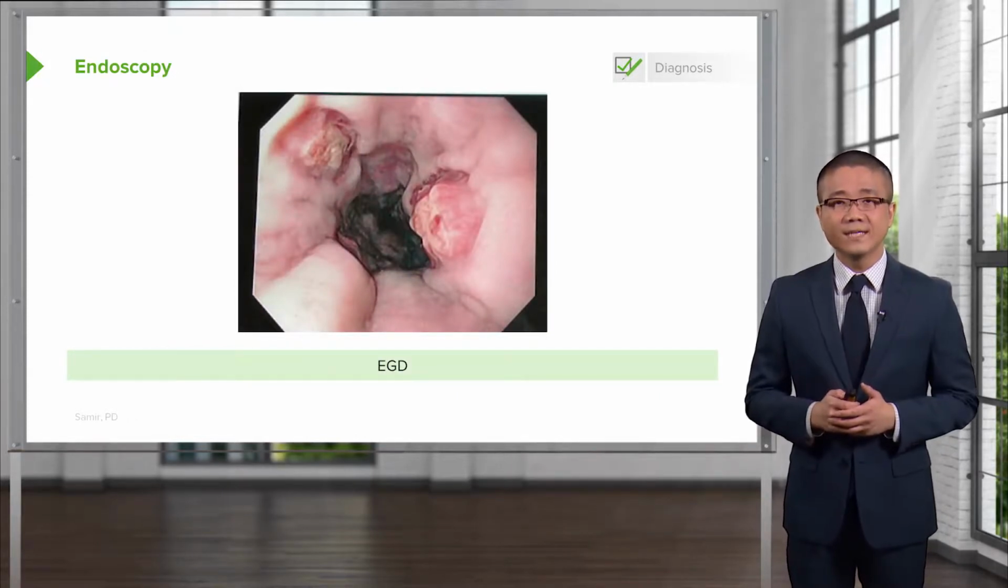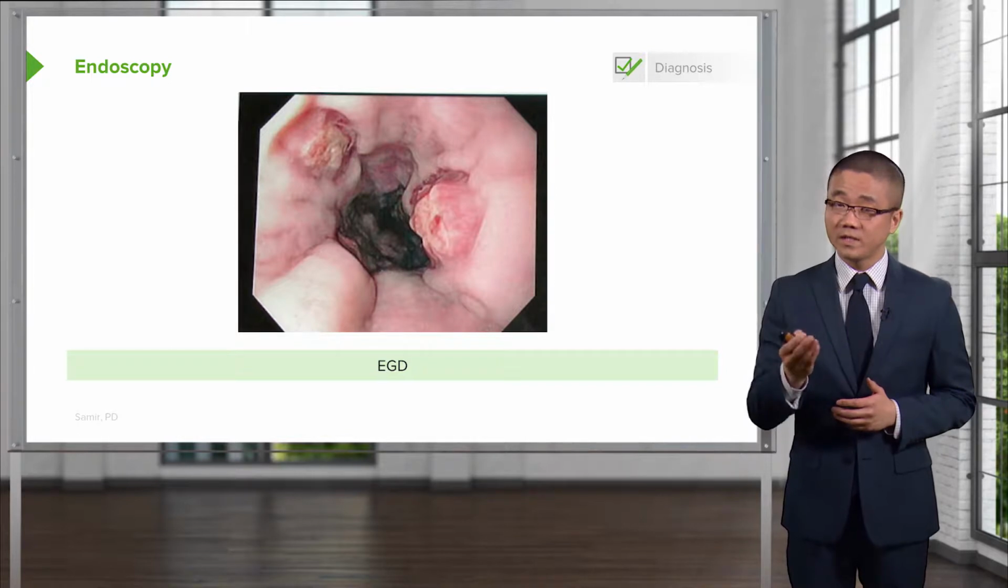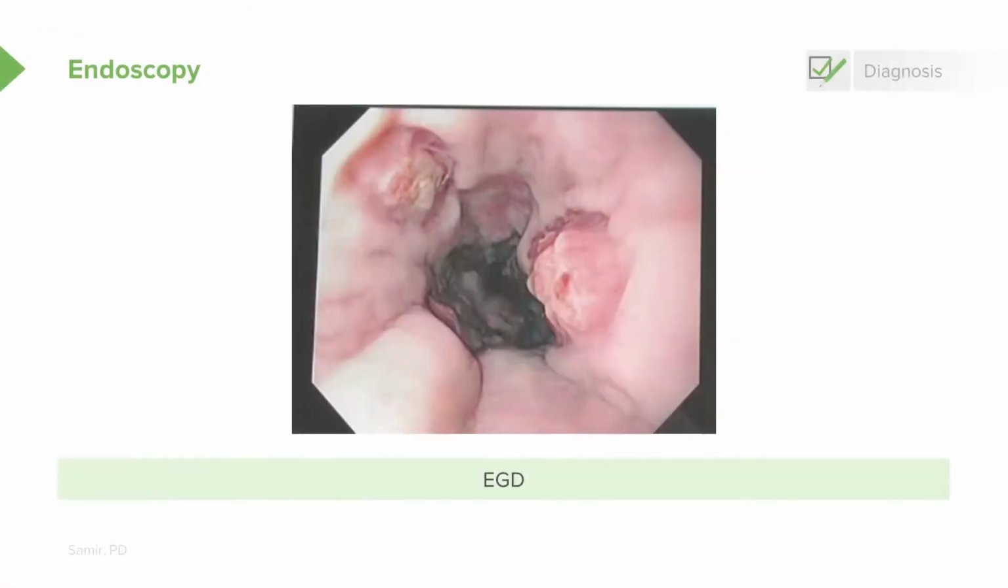Endoscopy has become an essential tool for the diagnosis of particularly upper GI bleeding. The rule is this: anybody who comes with hematemesis or suspicion of upper GI bleed must undergo a localizing procedure such as endoscopy. This is an EGD image of the gastroesophageal junction.